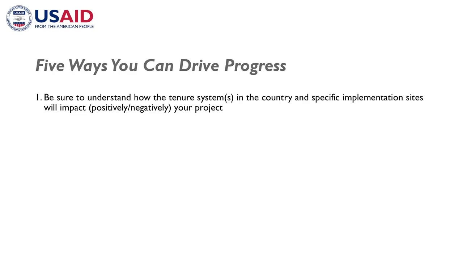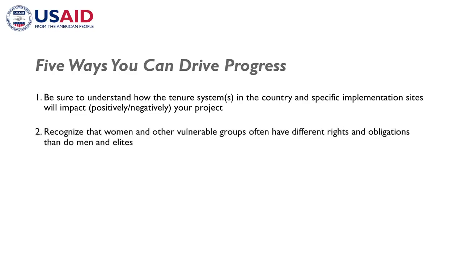Number 2, it's very important to recognize that women and other vulnerable groups, this could be youth, it could be the elderly, it could be pastoralists, oftentimes have very different land tenure and property rights and obligations as compared with men and other elites. So understanding how changing rules will impact not just the leaders of a community, but will impact other members of a community is critically important.